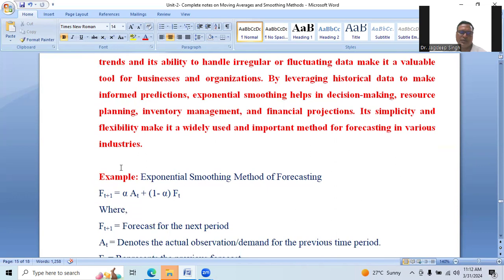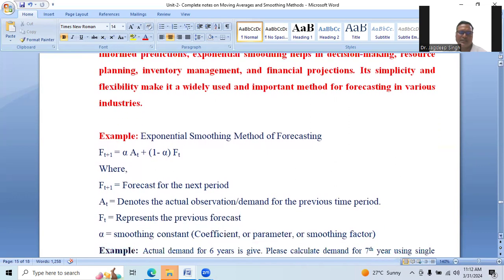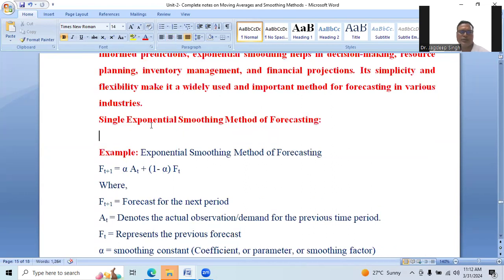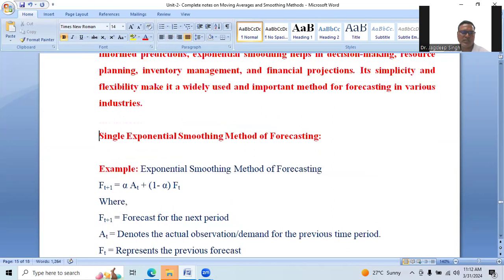So today we are going to take an example for the single exponential smoothing method of forecasting. So we are going to discuss this.